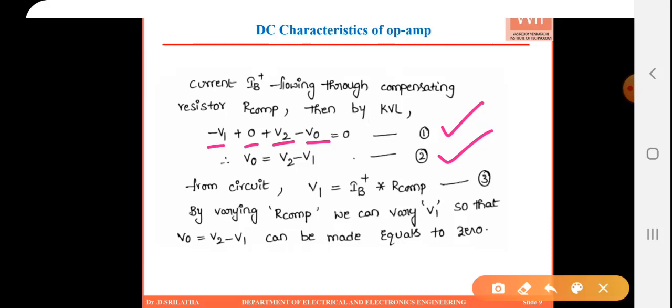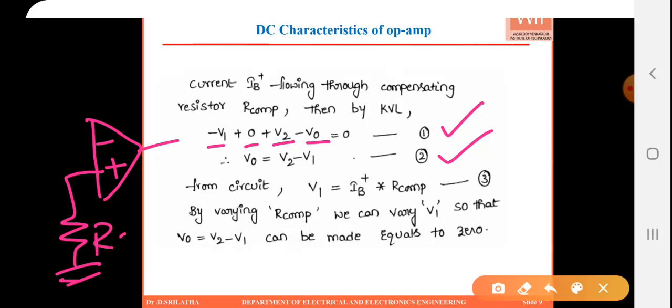And from the circuit itself, we have seen that it is minus plus. Here I am applying a compensating resistor, whereas this is minus plus, where the voltage across this is V1. Okay, then what is V1? V1 can be written as, the current flowing through this is IB plus.